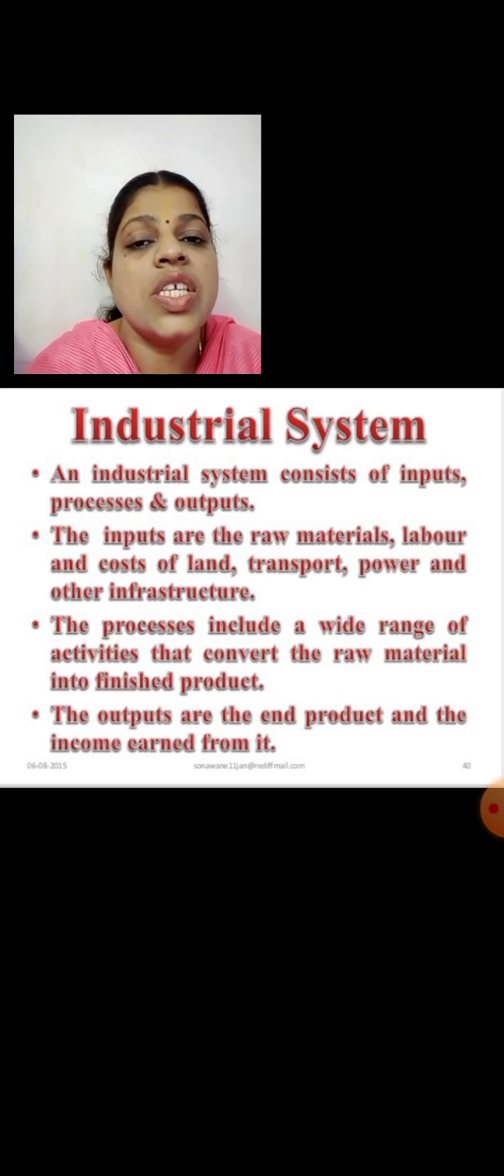So children, through the various processes we have converted the provided inputs into the final output, and they are the end products also. That means the finished products that are ready for sale. So we will sell such goods in the market and we'll earn income from it. So this is the industrial system in our economy.